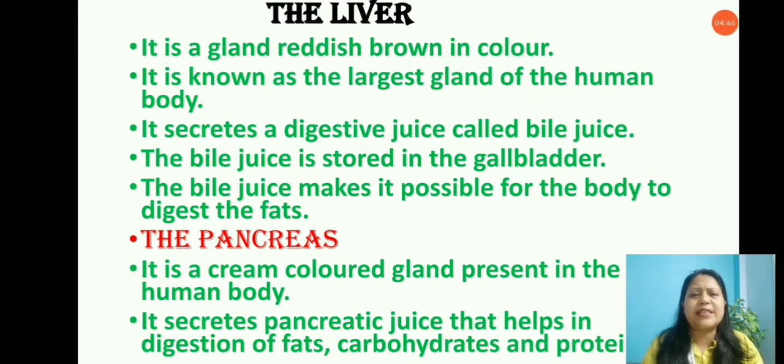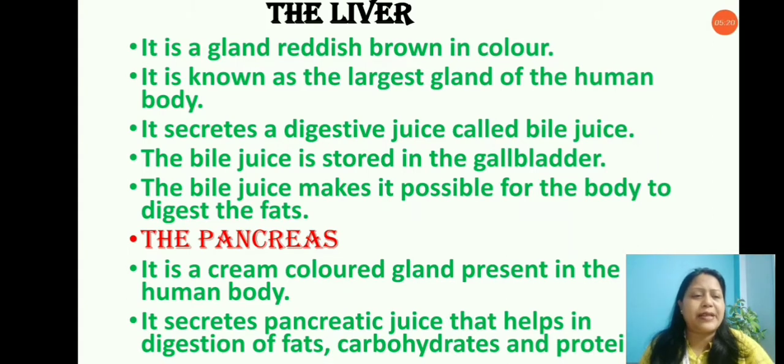About the liver, it's a gland reddish brown in color. It is known as the largest gland of the human body. So you need to remember this, and it secretes bile juice. The bile juice is stored in the gallbladder and the bile juice makes it possible for the body to digest the fat. So please remember, the liver is the largest gland which is reddish brown in color, and it secretes bile juice, but the gallbladder only stores this bile juice, whose main function is to digest the fats.